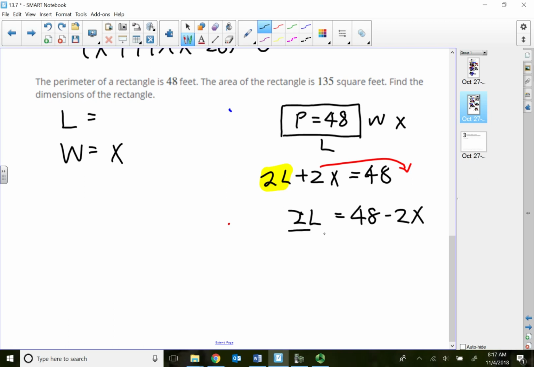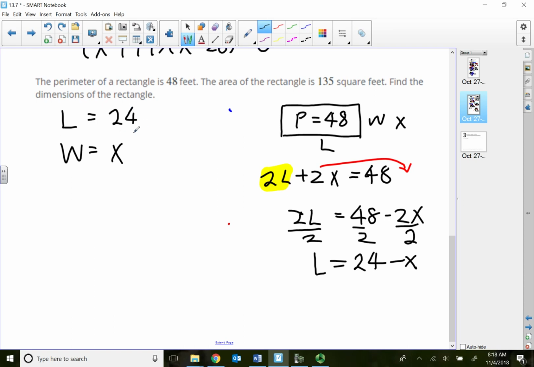So in order to get L by itself, I will divide every term by 2. Divide every term by 2. So this process is how I'm going to get L by itself. So my L is equal to 24 minus x. Okay.